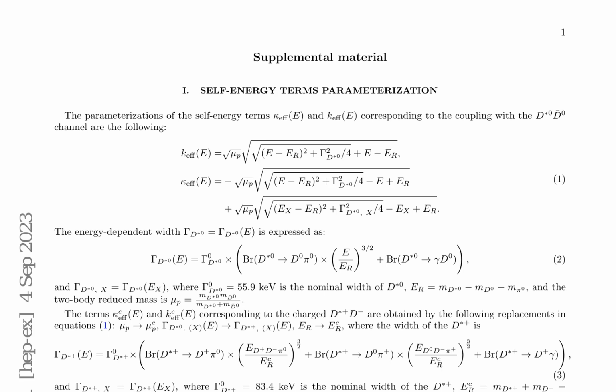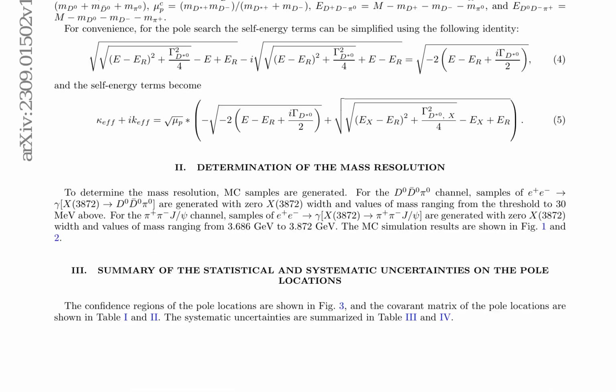The nominal widths of D*0 and D+ are taken as 55.9 keV and 83.4 keV, respectively. For convenience, the self-energy terms can be simplified using an identity, which facilitates the pole search. This simplification leads to a more tractable expression for the self-energy terms, κf and κef.